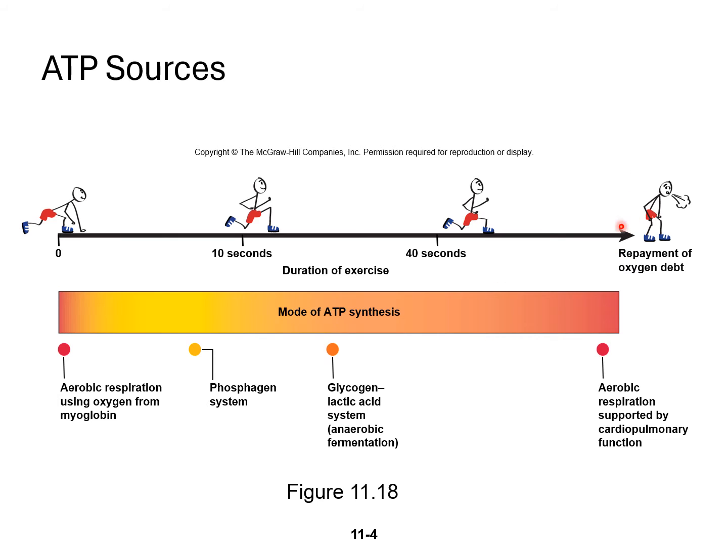And then when you finish and you start trying to breathe deeply to get more oxygen, that's the repayment of oxygen debt in the tissues. This is where aerobic respiration is supported by cardiopulmonary function. This is the reason why at the end of a strenuous task you start to breathe heavily: at the beginning of that activity you had oxygen in the tissue, and during that activity you were using other systems to create ATP so the muscles could still work.